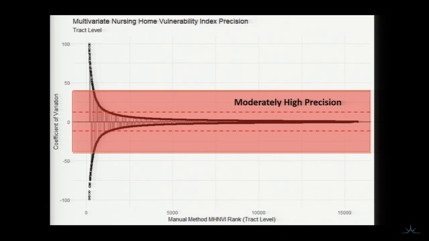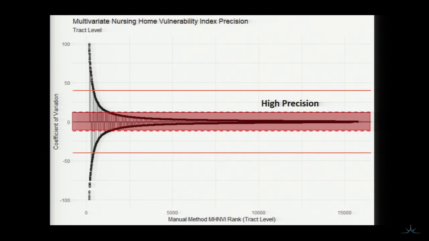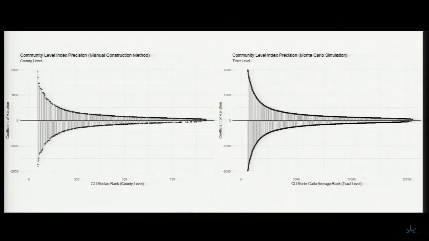Coefficients of variation found between negative and positive 40 were found to be moderately precise. This is a value that's given by Dr. Eric Tate. And values that are between negative and positive 12 are found to be highly precise, so highly repeatable. This is an output at the county level and the tract level for our community level index.